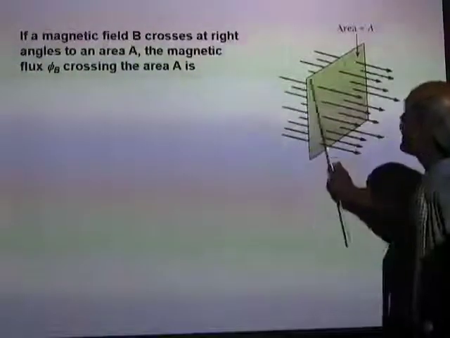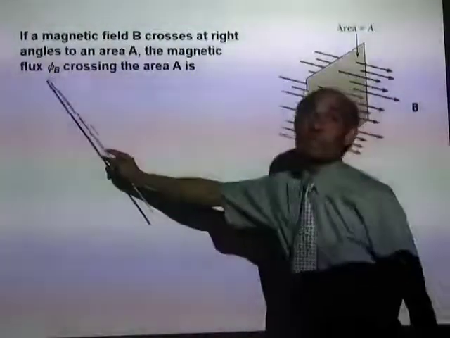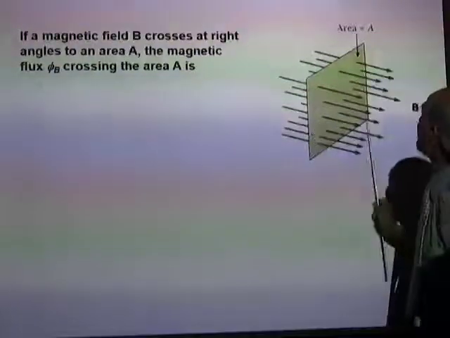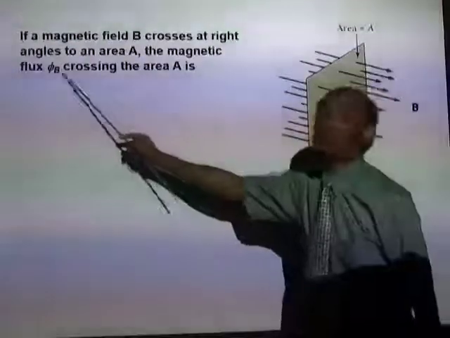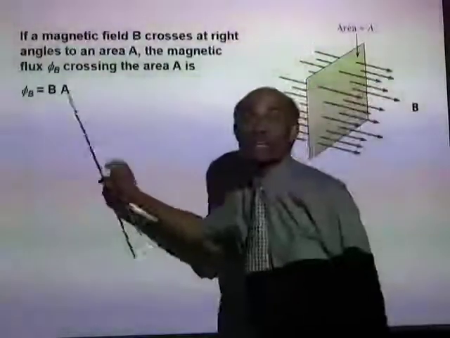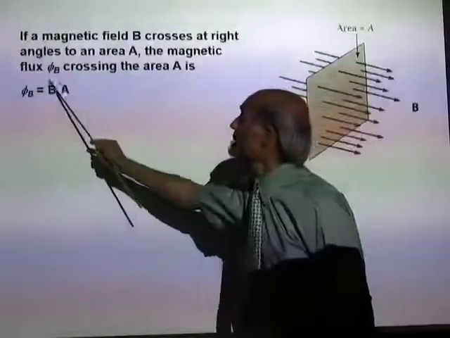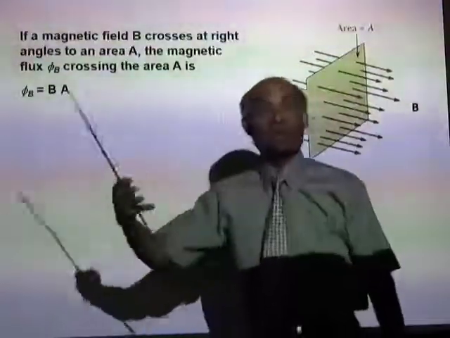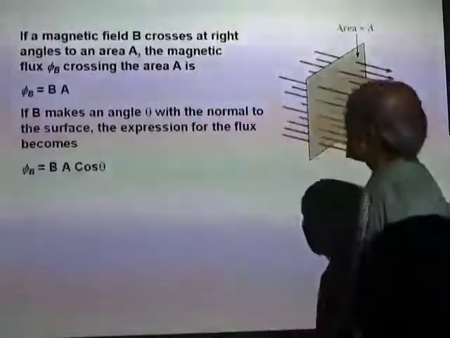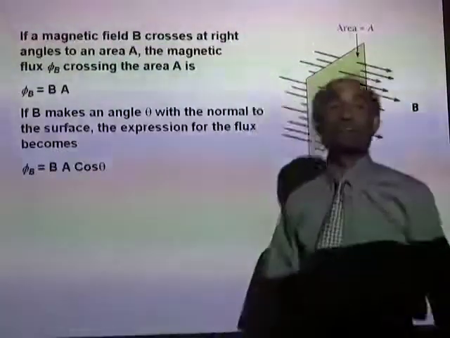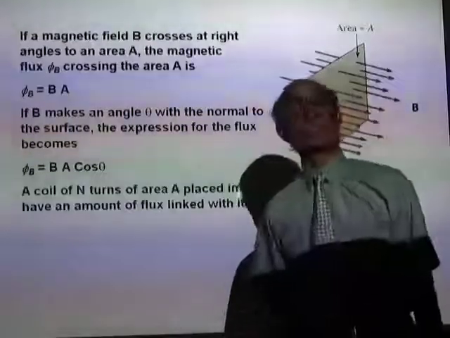Now, if a magnetic field B crosses at right angles to an area A, the magnetic flux phi sub B crossing A will be, can you write down that expression? What is the magnetic flux crossing this entire area? Phi B will be B times A, where B is the magnetic field and A is the area. Well, you know that because magnetic field B is the flux per unit area. Now, if B makes an angle theta with the normal, then the total flux crossing that area will be phi B equal to BA cos theta. We have talked about this earlier.